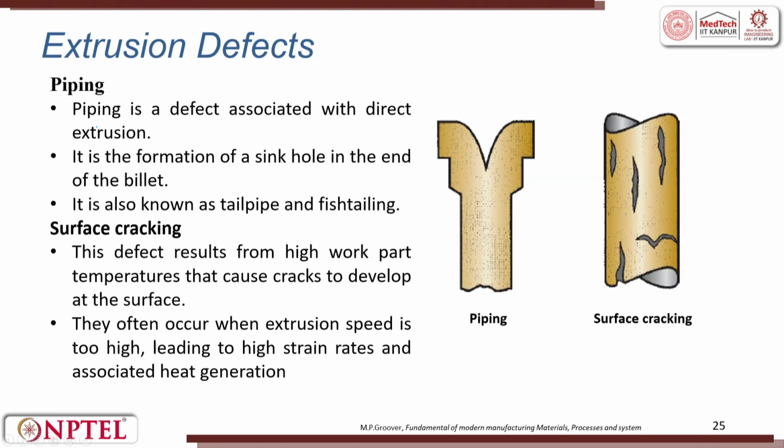Piping is the other defect which is quite common. Piping is a defect associated with direct extrusion. You can see here on the top, it is the formation of a sink hole in the end of the billet. It is also known as tail pipe and fish tailing. There are also surface cracks. This defect results from a high work part temperature that causes cracks on the surface. They often occur when extrusion speed is too high, leading to high strain rates and associated heat generated. These are all cracks which are there on the surface.